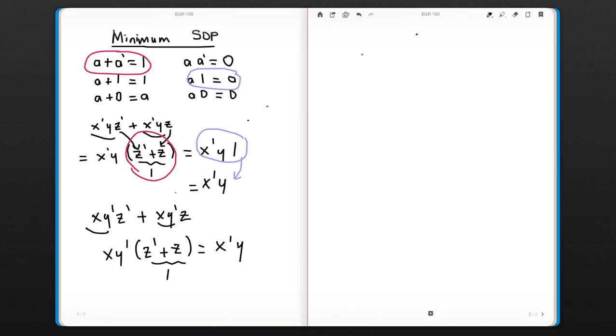I will give you one more rule, and then we will discuss this. Here is the rule. A or A prime B. If you have an expression like this, you can simplify this like that. So what happens if you have the same literal but complemented? Then you can get rid of this term.